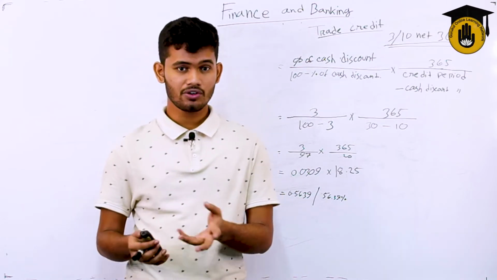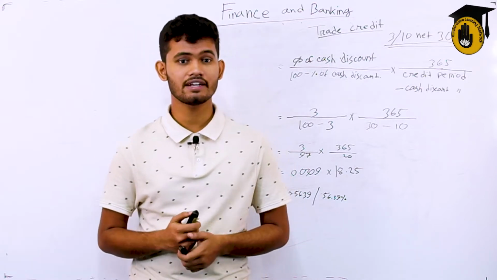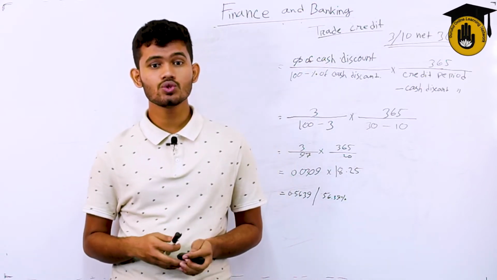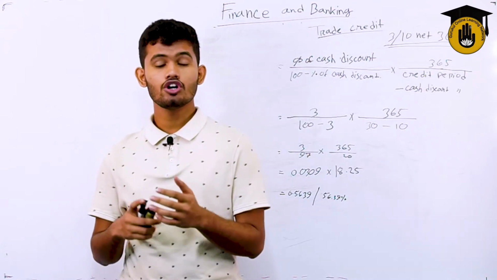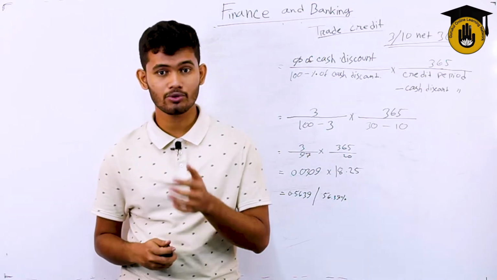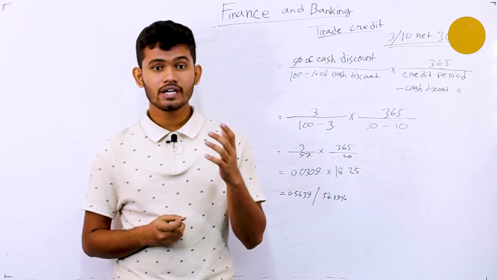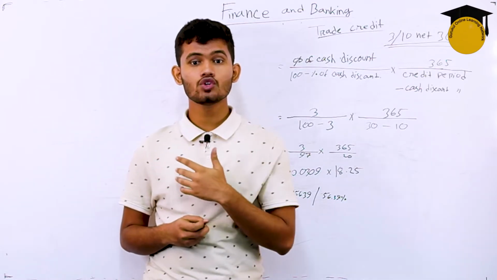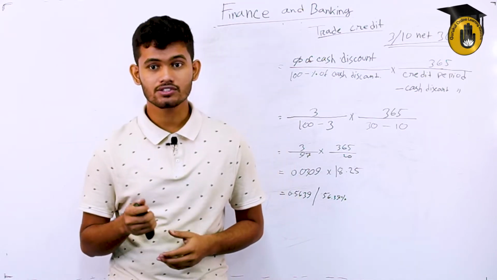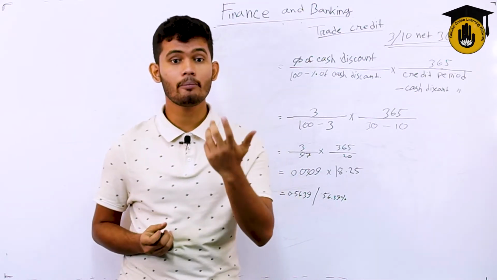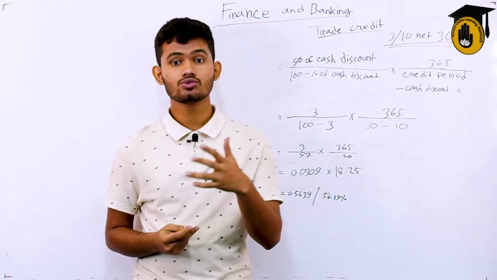So let's take a look at trade credit. What's a trade credit? Trade credit refers to credit granted to the manufacturers and traders by the suppliers of raw materials, finished goods, components, etc. So, trade credit refers to credit granted to manufacturers by traders. Who are the traders? Traders are the suppliers of raw materials or finished goods to the manufacturer.